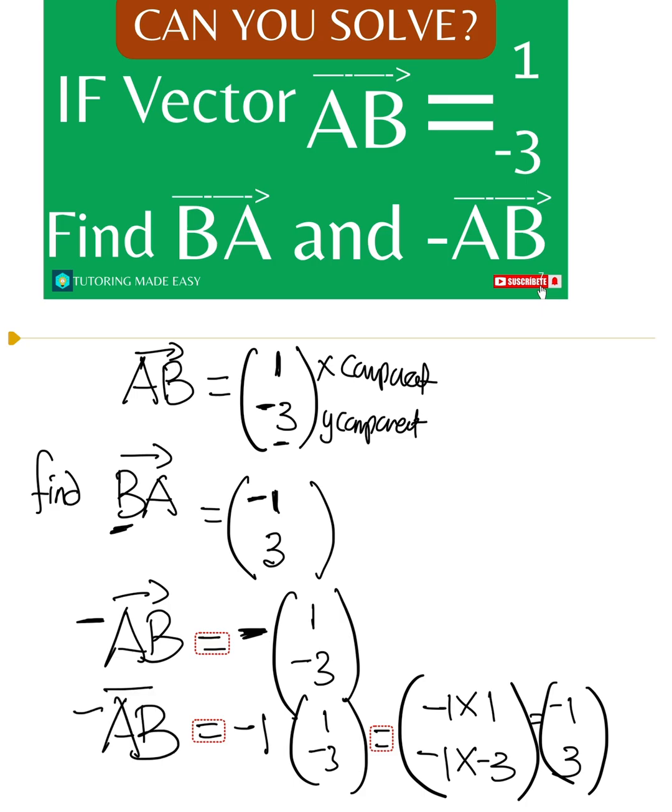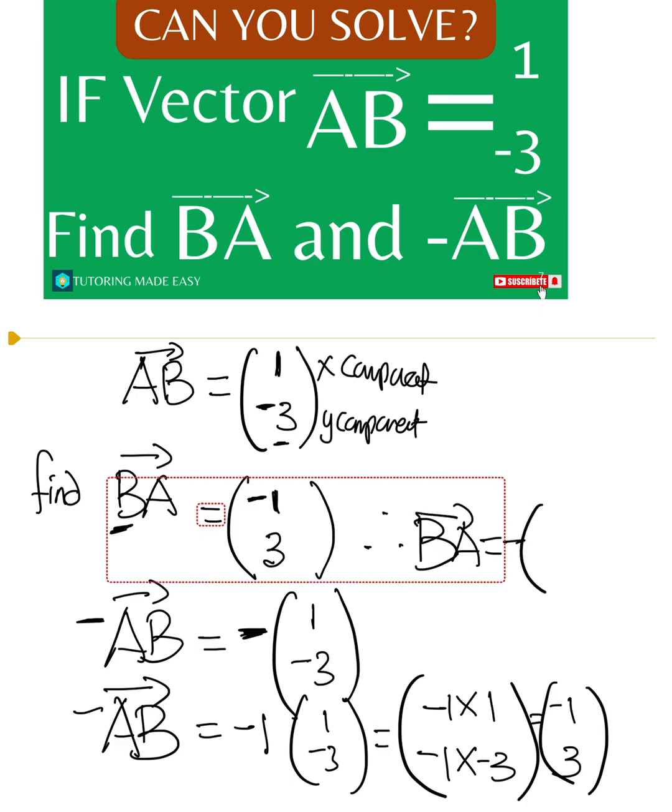And doing that, we can see that the negative vector of AB is actually the same as our BA. Therefore, we can conclude that the vector BA is the same as the negative of the vector AB.